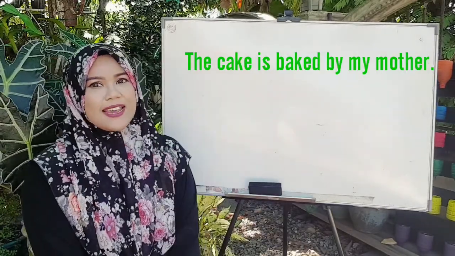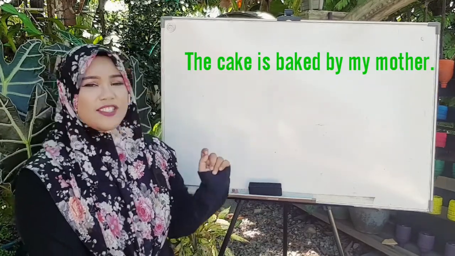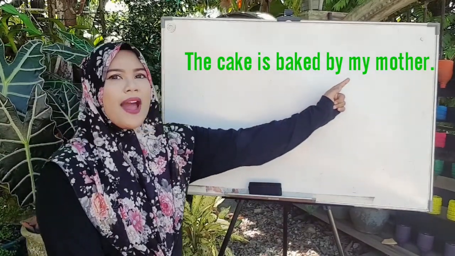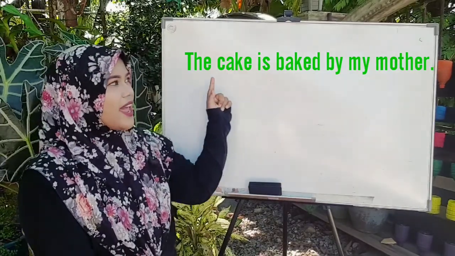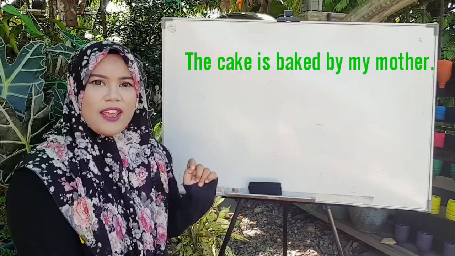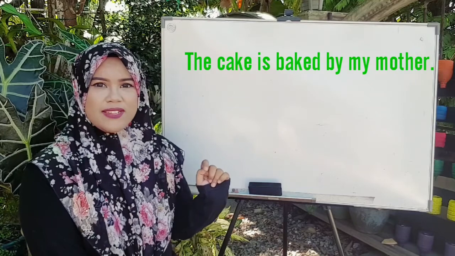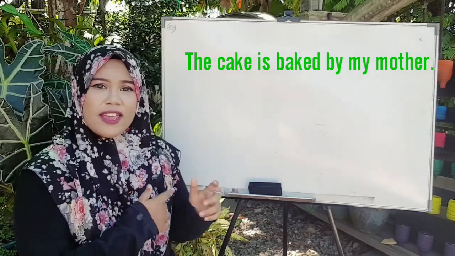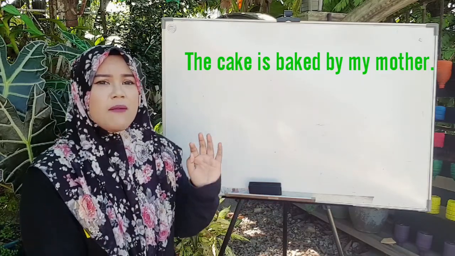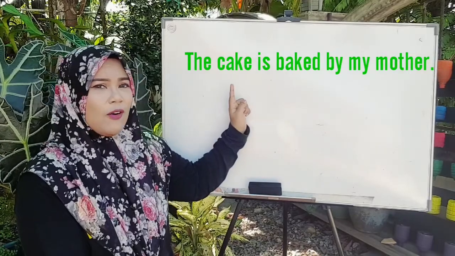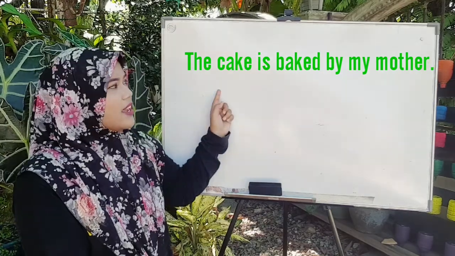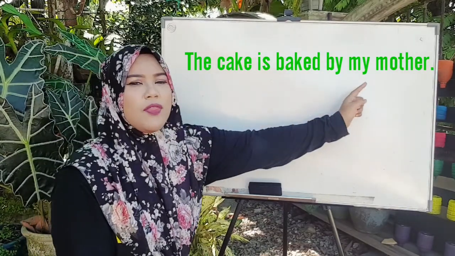Now, let's look at the second sentence that I have here. Okay, let's read together. The cake is baked by my mother. Again, the cake is baked by my mother. Okay, this time, okay, I want you to look at the difference. Okay, tengok perbezaan dia. Okay, just now, okay, ayat yang tadi teacher cakap jangan letak verb to be before the verb. Okay, but this time, okay, kali ni awak nampak dekat ayat ni teacher letak verb to be is. Okay, the cake is baked by my mother.